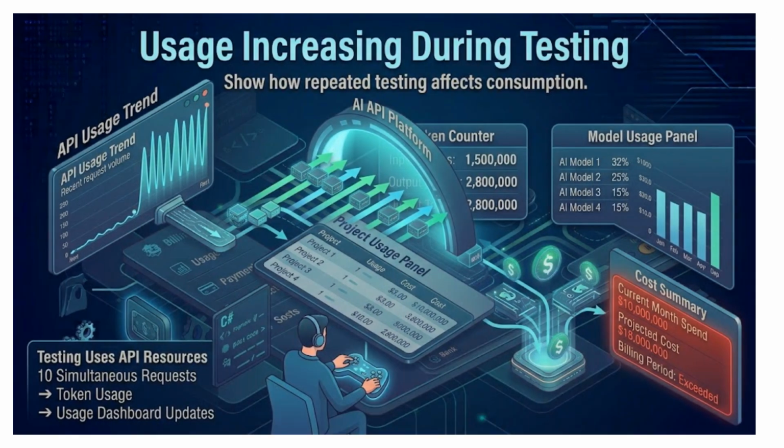During development, we may test our C# application many times. Each test can send a new request to the OpenAI API, and every request can consume input and output tokens. So as we continue testing, our API usage gradually increases. This is why it's important to check the usage dashboard regularly, especially while developing and testing our application.